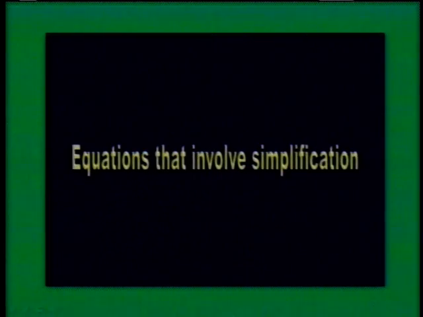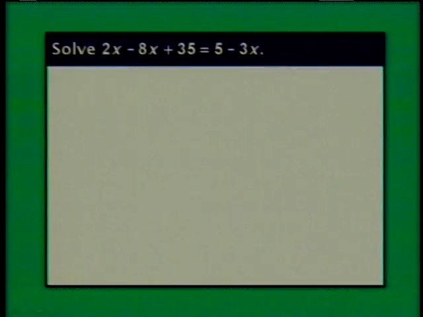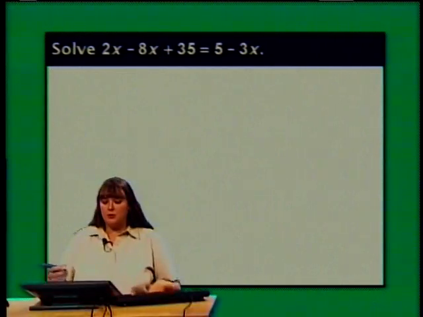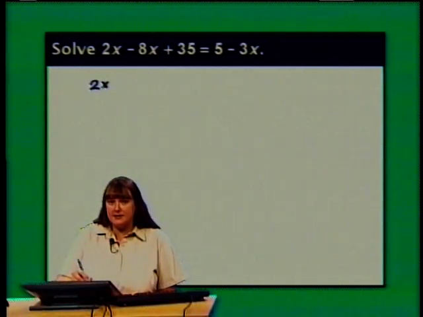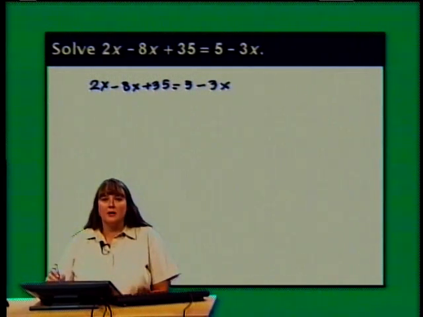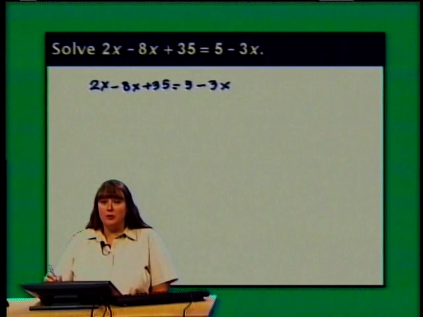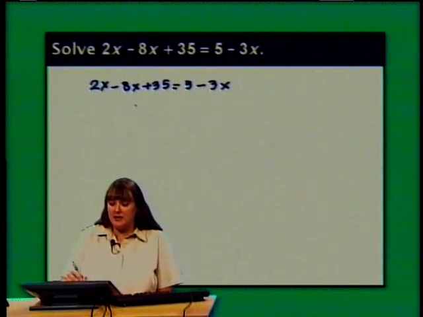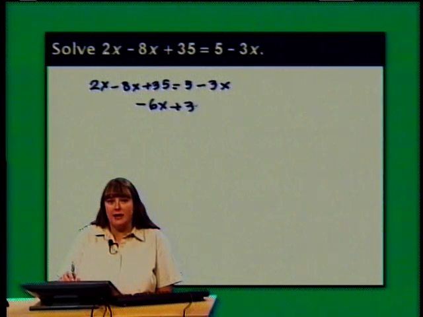So let's solve some equations that involve simplification. Let's say I want to solve 2x minus 8x plus 35 equals 5 minus 3x. The first thing I'm going to do in solving this equation is simplify the left-hand side. I have like terms 2x and negative 8x. 2x minus 8x is negative 6x. So I have negative 6x plus 35 equals 5 minus 3x.